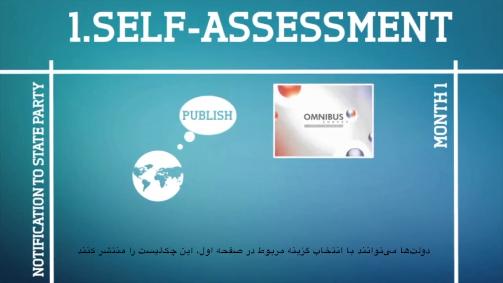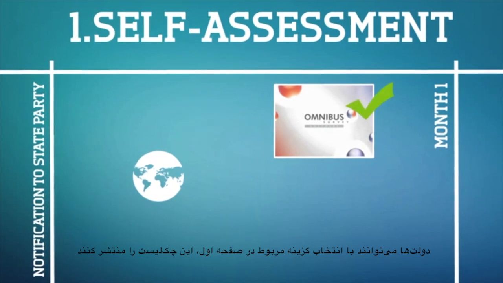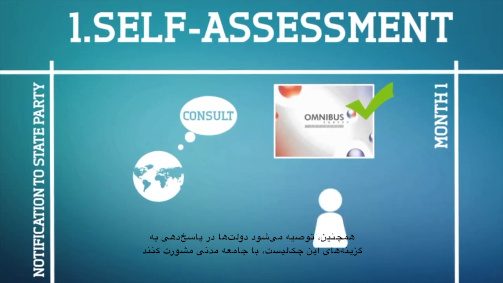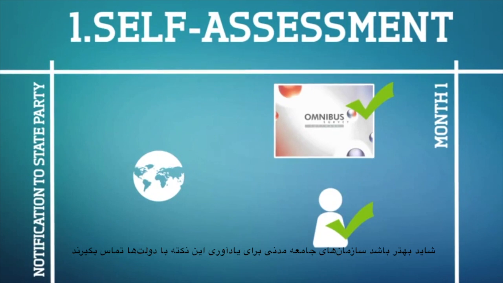Governments are given the option to publish the checklist by ticking a box on the first page of the software. They are also encouraged to consult with civil society in preparing their checklist responses. It may be helpful to approach the government to remind them to do this.